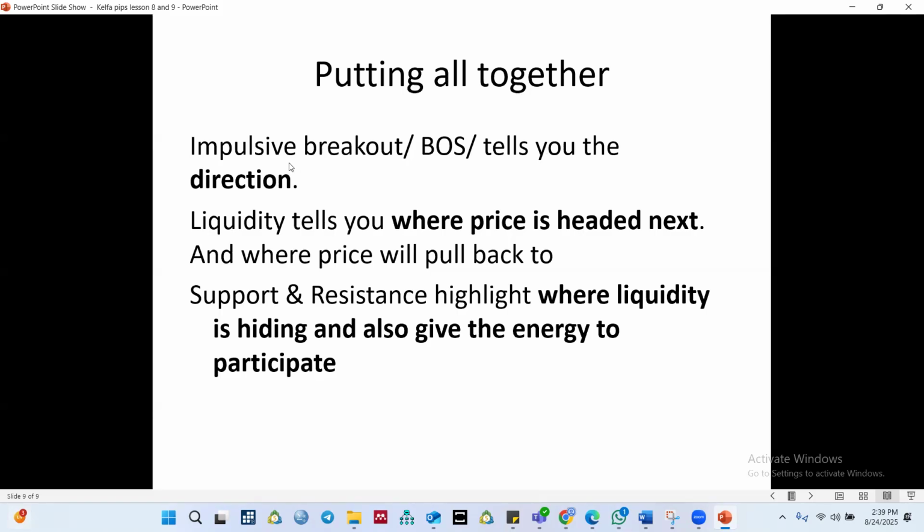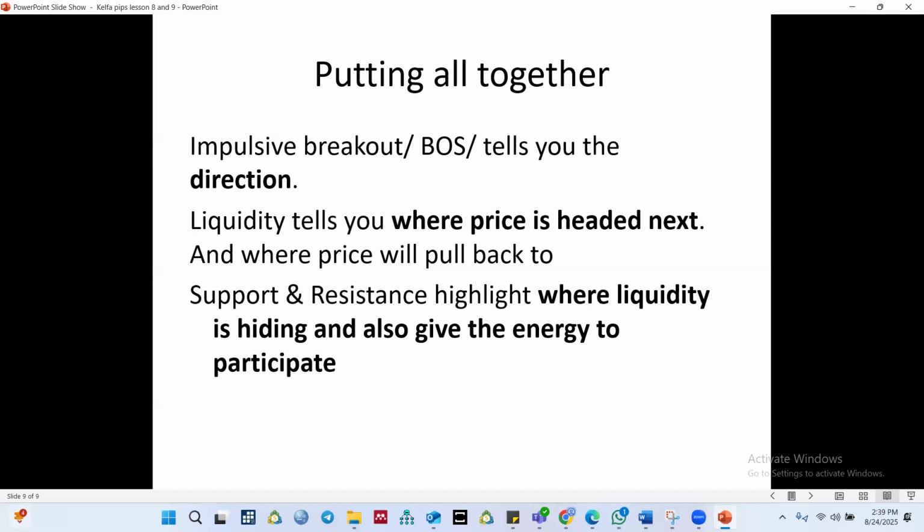Putting all together, one, we are looking out for an impulsive breakout that gives us BOS, and that will tell us the direction. That's the first thing we are looking for. Number two, we are going to be conscious of liquidity. That tells us where price is headed next, and then where price will pull back to. So liquidity will help us to understand that.